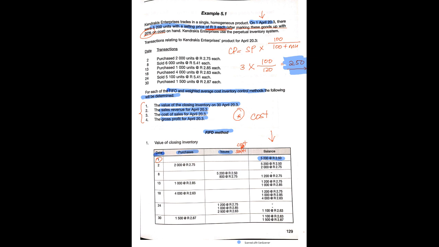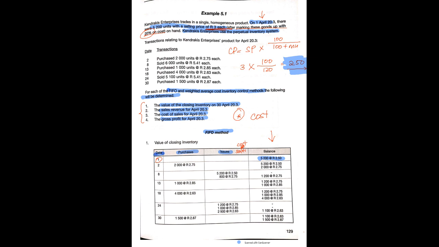Okay, then they said to you, back to the initial paragraph, Kendrakis Enterprises uses the perpetual inventory system. So for this example and the top of the next page, you're going to see that here we are working with a perpetual inventory system, which is based on the idea that every time a transaction takes place, the system automatically updates itself. So we know at all times what the value of our sales, our cost of sales, our gross profit, and so on are.